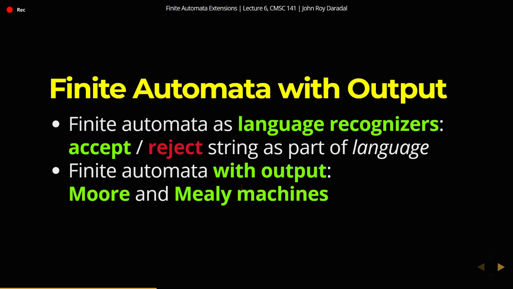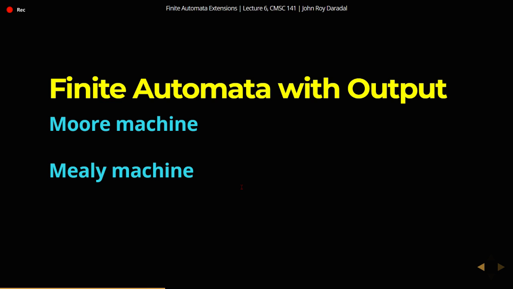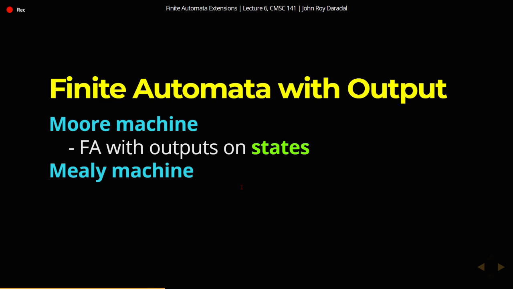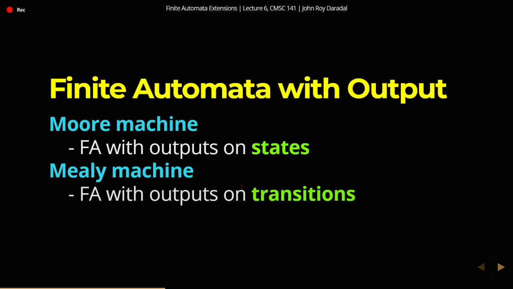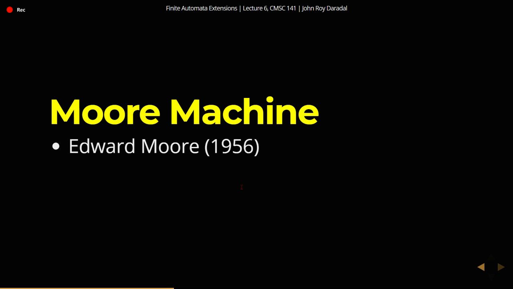And we will look at two finite automata with outputs, and these are Moore machines and Mealy machines. For the Moore machine, these are finite automata with the output associated with the states. So each state has an associated output, while the Mealy machine has outputs associated with the transitions. We'll see what that means in a while. So let's start with the first one, which is the Moore machine.